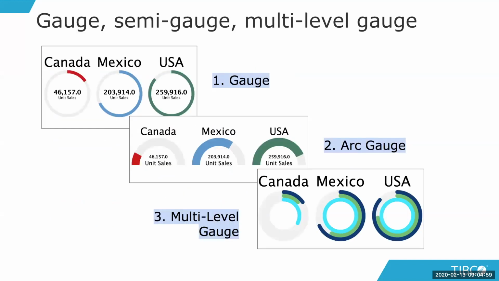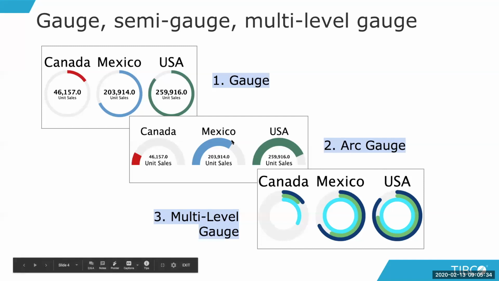Okay, so gauges in Jasper Report Server. Gauges look like this kind of clock. They are very useful and mostly used in dashboards to present key information, key indicators, and they can show one or more values. So let's see them in action inside Jasper Report Server. Again, we'll see the gauge, arc gauge, and multi-level gauge.